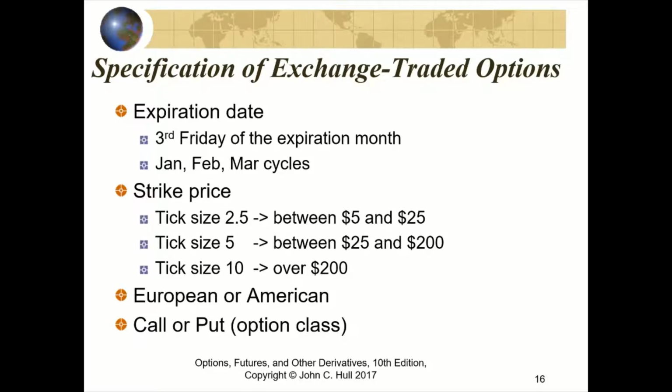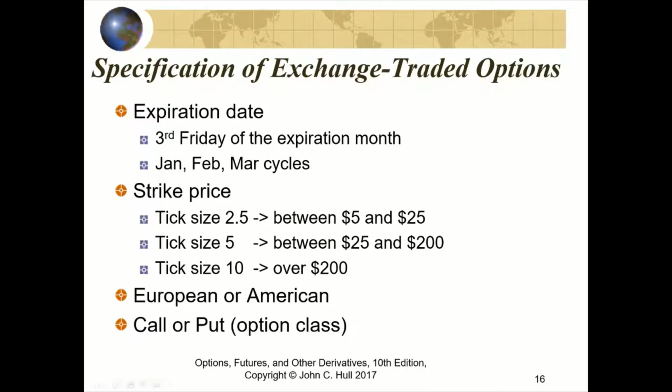Since options are traded in organized exchanges, the specifications of the contract are set by the exchange itself. One of these specifications is when the option will expire. In the Chicago Board Options Exchange, the expiration date, the exact date on which the option will expire, is the third Friday of the expiration month.